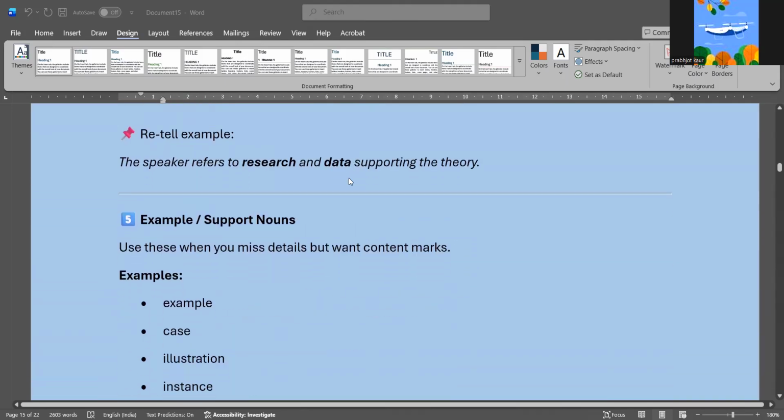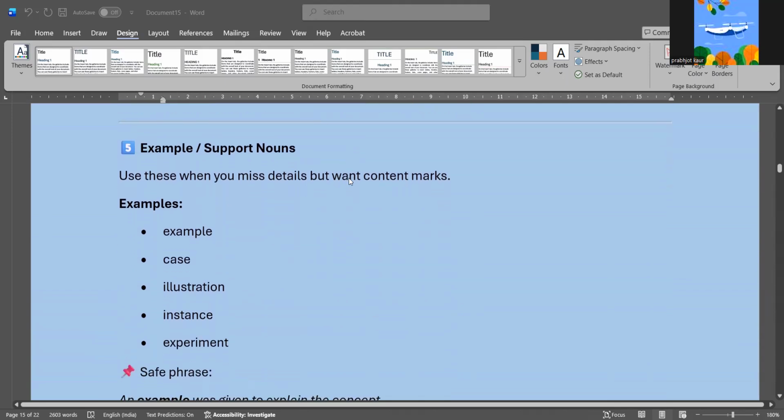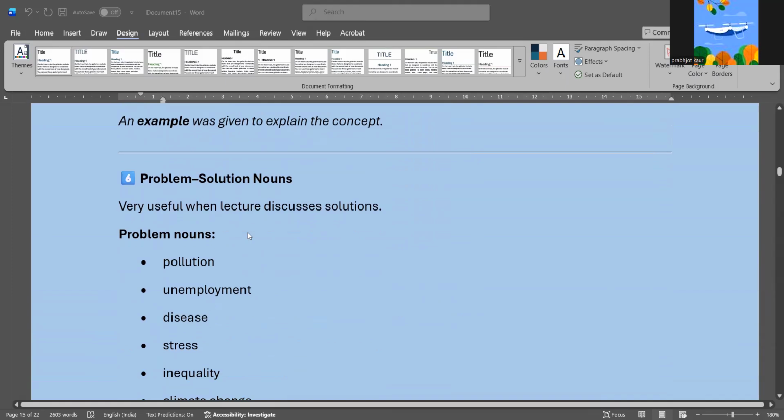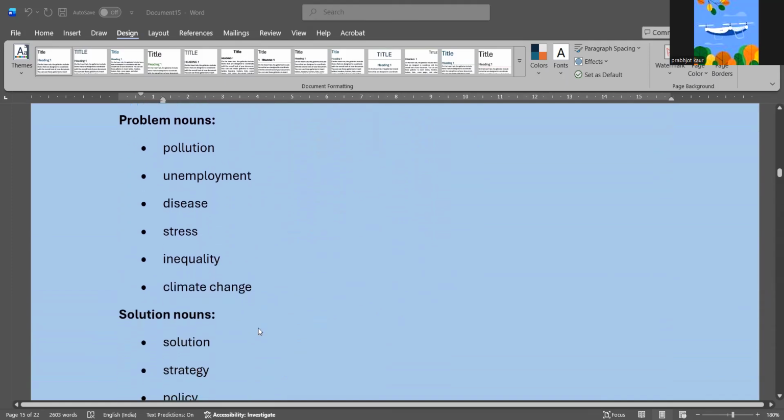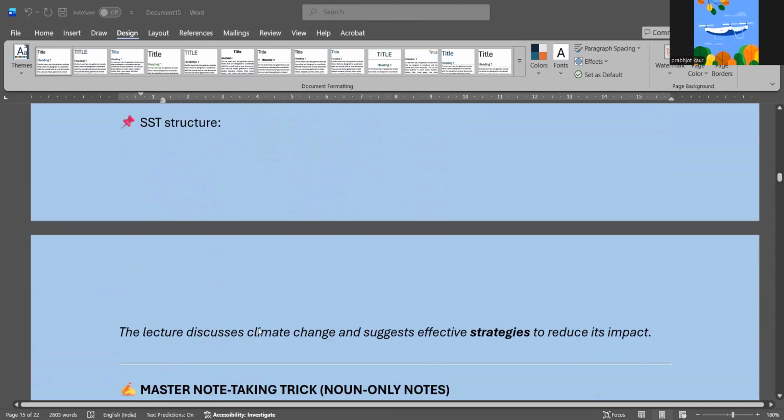And here is a Written Lecture example. Here are example nouns like example, case, illustration, experiment, that type of noun. Here are problem and solution nouns. You can see them and note them down.